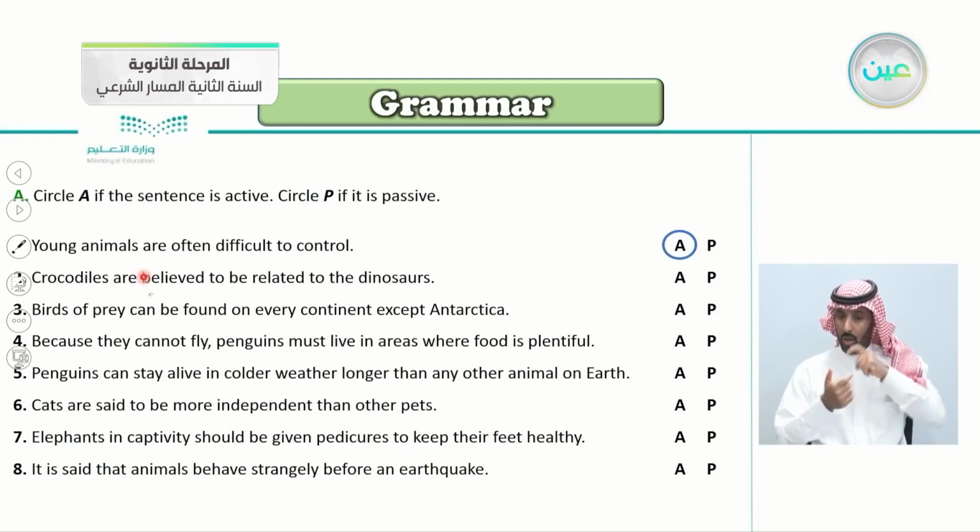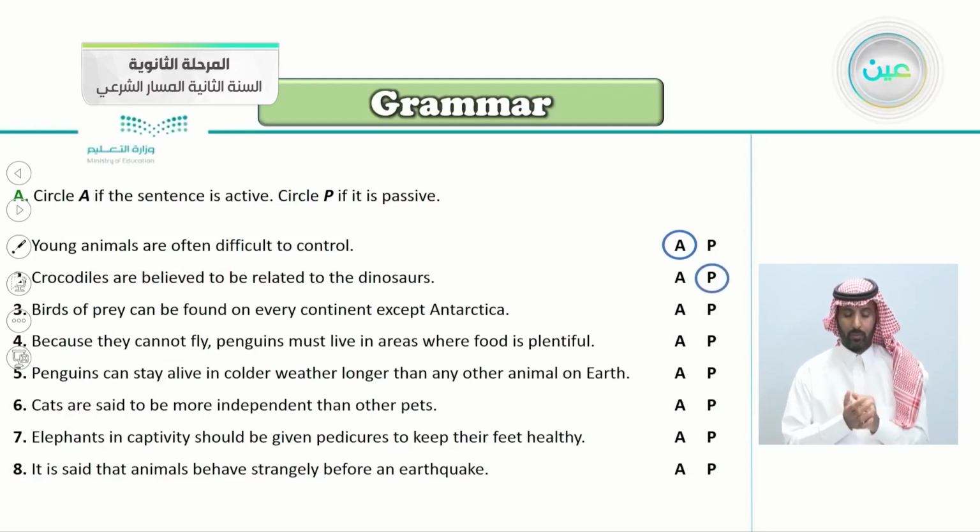Crocodiles are believed to be. So this one, I think, is a little bit easy. This one is passive because we began with the object. Number three here, birds of prey can be found. Birds of prey can be found on every continent except Antarctica.